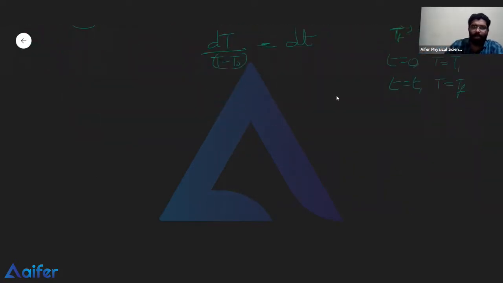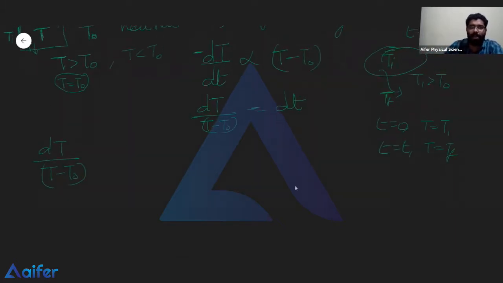So what do I get? I will write it again, dT upon T minus T0. I think I missed a negative sign somewhere. Yes, a negative sign here. This is equal to, I am also introducing some constant, since this is proportional, so I am introducing some constant k. So minus k dt.